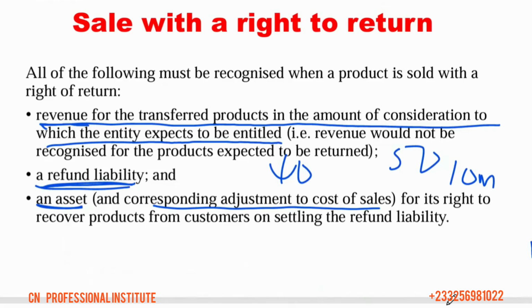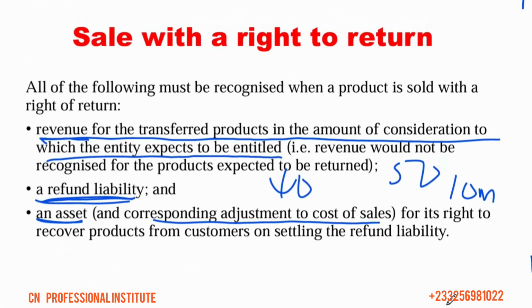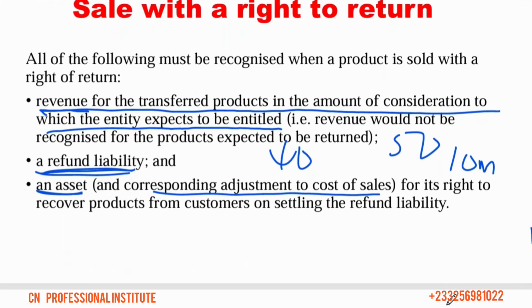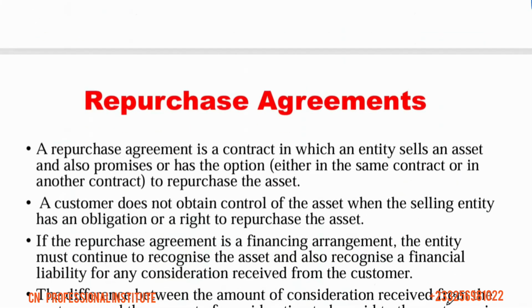So you only recognize revenue for the portion that the customer has no right to return. For the portion that the customer has the right to return, you only recognize revenue when the condition is gone, and therefore the customer cannot return it again. That's when you record revenue. Okay, then we have repurchase agreements.